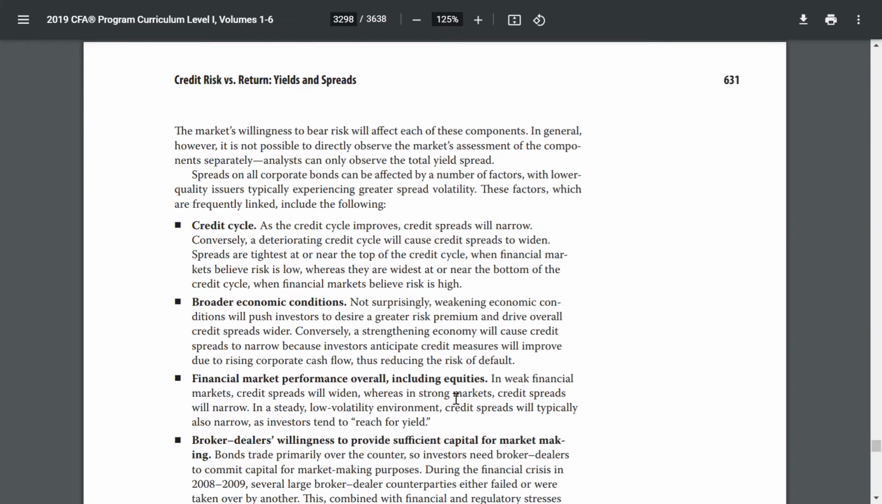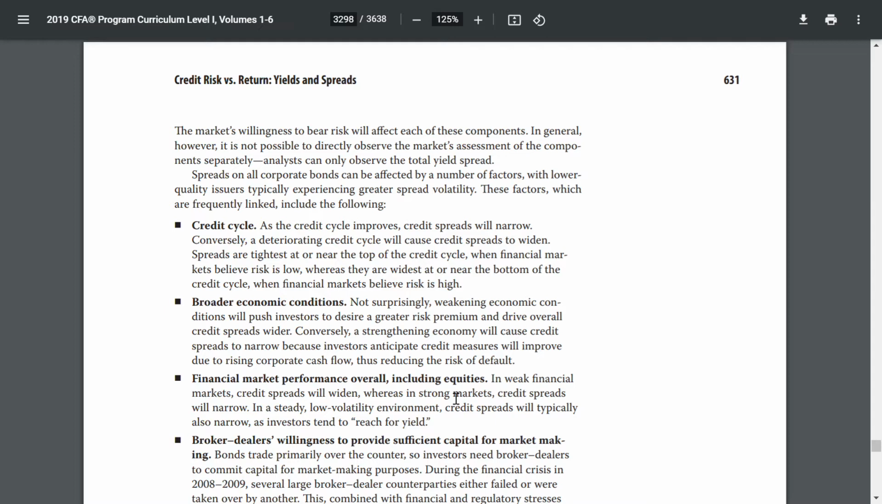The market's willingness to bear risk will affect each of those components in general. However, it is not possible to directly observe the market's assessment of a component separately. Analysts can only observe the total yield spread. Spread on all corporate bonds can be affected by a number of factors. The lower quality issuers are typically experiencing greater spread volatility.